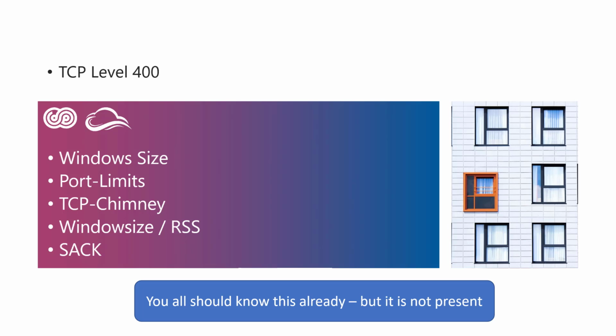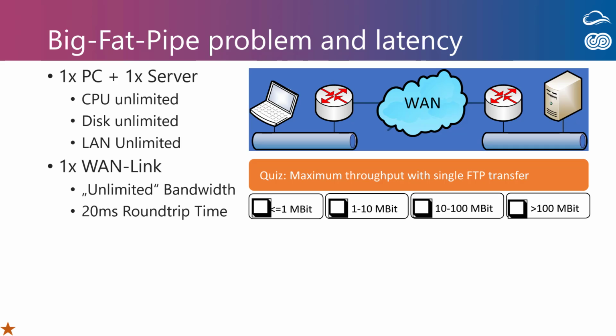Okay, let's go to another topic. I tell you something you already know: latency and throughput. Think about the following story. I have a PC here, I have a wide area link, I have a server, everything is unlimited. Only the latency between the two sites due to the distance is 20 milliseconds. And you do a file transfer using FTP. Single TCP connection, simply transferring a big ISO file. What bandwidth do you expect?